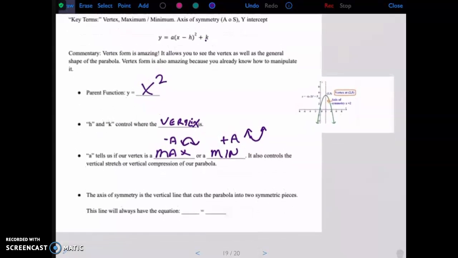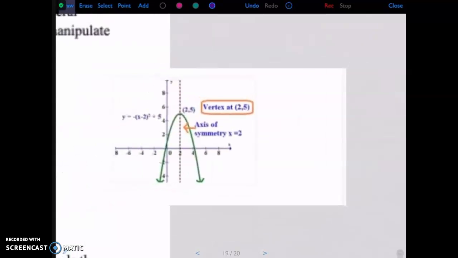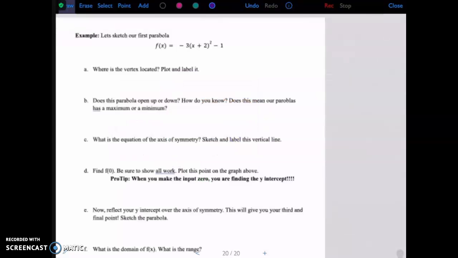The x-symmetry is the vertical line that cuts through the parabola. It's going to cut it into two symmetrical pieces. This line will always have the equation x equals h. So, for example, here I can tell that the a value is negative, so I know that this is going to be opening down, so that means the vertex is going to be a max. I know that the vertex is going to be at (2, 5) using our adjustments, and I know that it opens down. There you go. The x-symmetry is going to be x equals 2, because that's going to be the same as our h value.